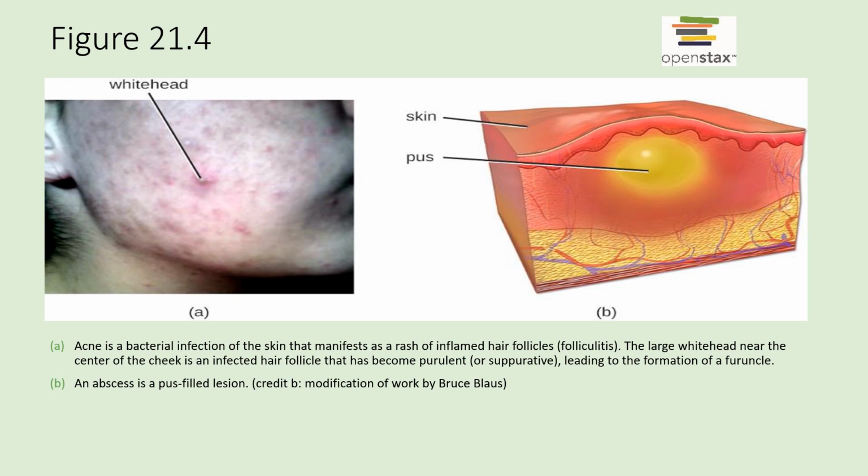This is a picture showing acne on the skin, and this is a schematic drawing of what it is. You've got pus right underneath the skin. Acne usually is associated with folliculitis, or the inflammation of a hair follicle, and the whitehead near the center of the cheek in this picture is an infected hair follicle producing that pus, which is, like I say, dead cells, dead tissue in there.